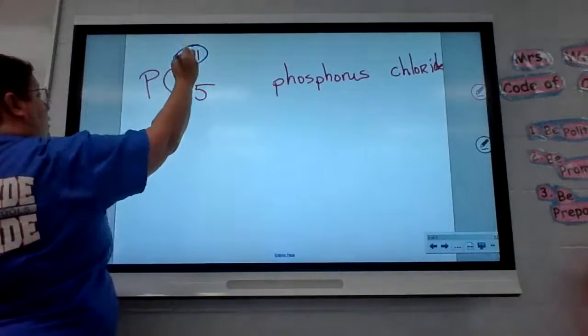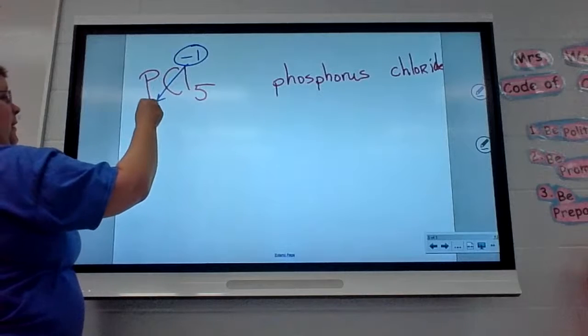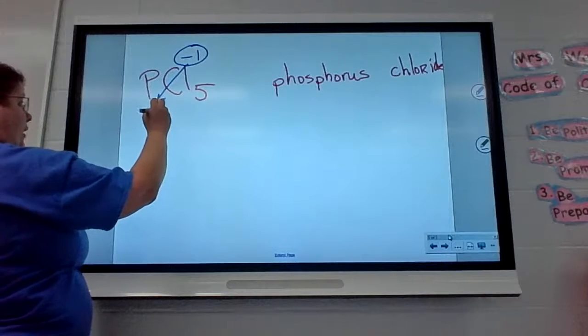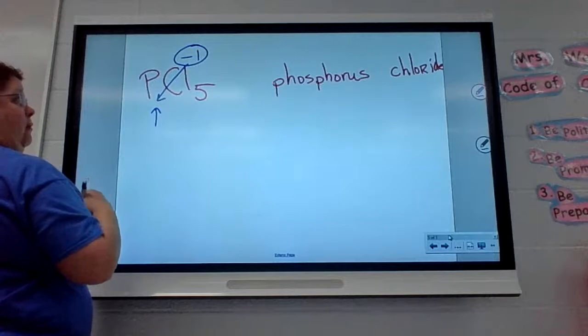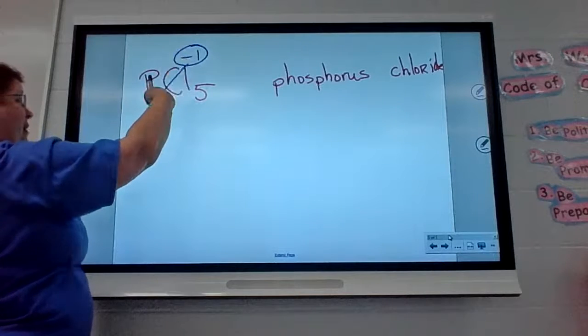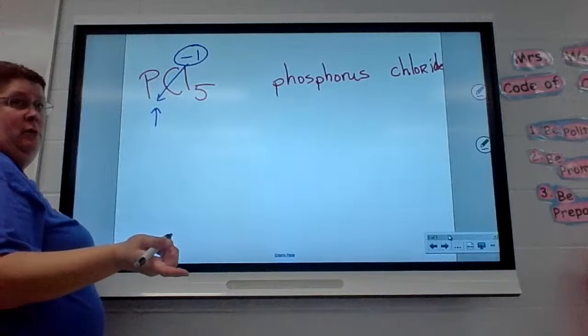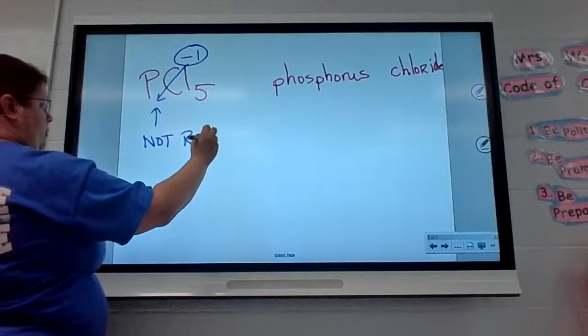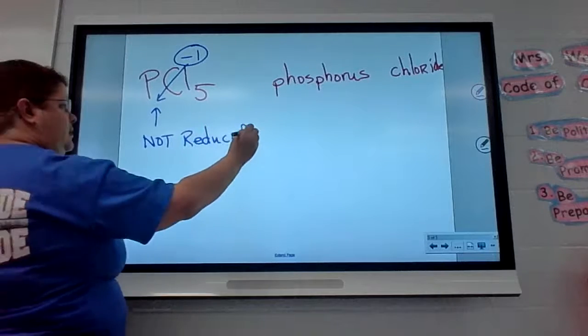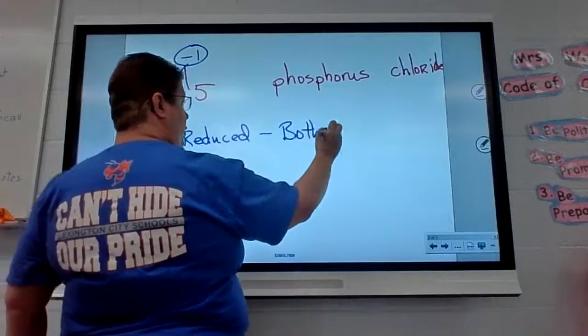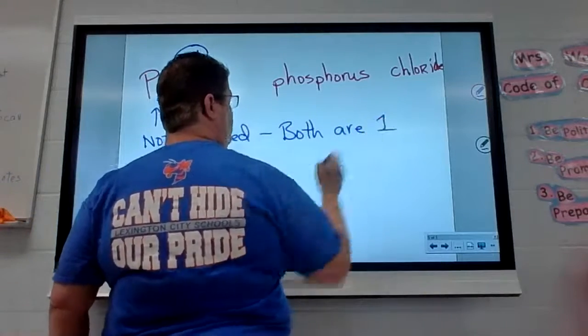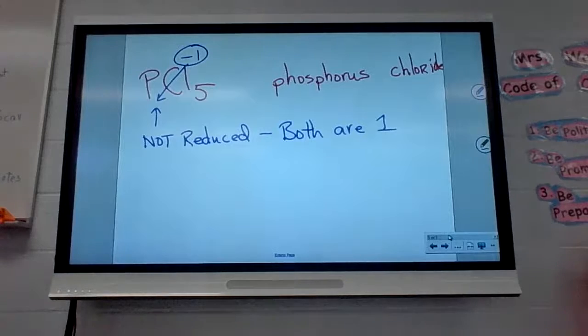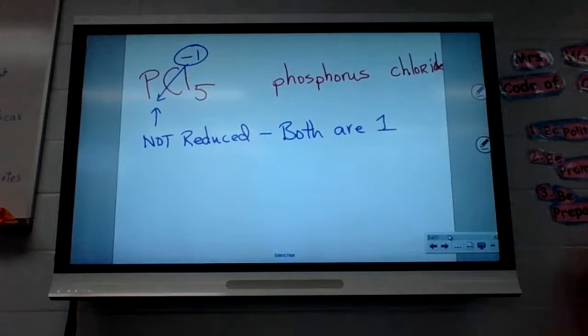All right. What number is supposed to be here? 1. All right, it's a 1 right there, and there is a 1 right there. So if it's supposed to be a 1, and it is a 1, was it reduced? No. It's not reduced. Both are a 1. It's a 1 at the bottom. It's a 1 at the top. It's not reduced. So what Roman number are we going to put in there for phosphorus? A 5.